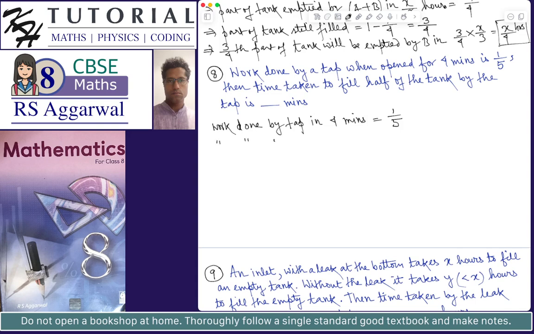So work done by the tap in 1 minute will be equal to 1 by 5 multiplied by 4, that is 1 by 5 divided by 4, which is equal to 1 by 20. So work done by the tap in 1 minute is 1 by 20, which means that 1 by 20th part of the tank is being filled by the tap in 1 minute.